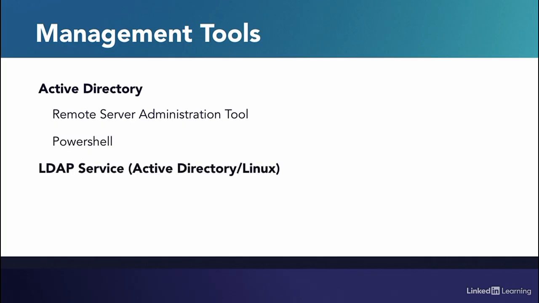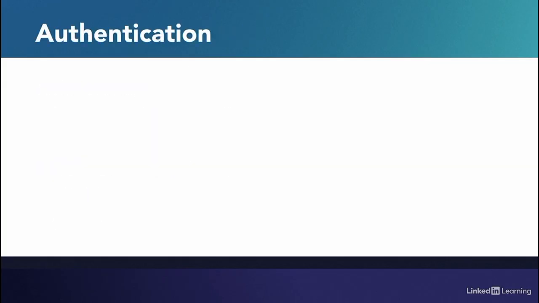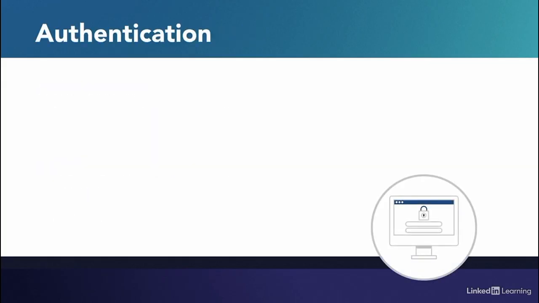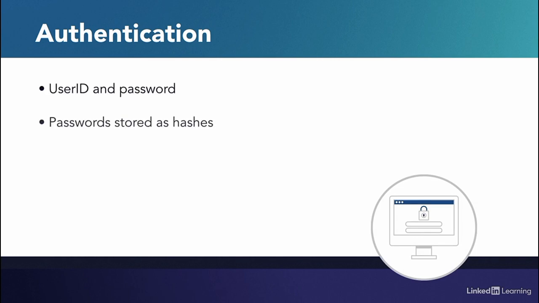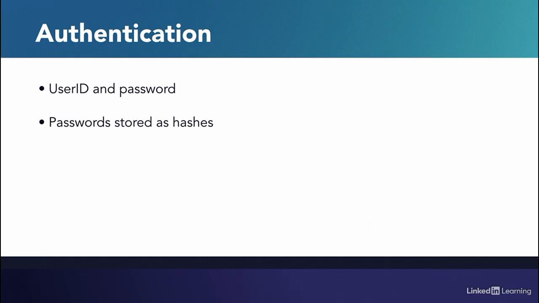We can access the LDAP service on Active Directory and on Linux LDAP servers using third-party tools such as LDAP Admin and JExplorer. The traditional credentials used to authenticate an identity and authorize access to a resource is the user ID and password. Passwords are typically stored as password hashes so that the plaintext password is not at risk. Active Directory stores its password hashes in the Windows SAM file.